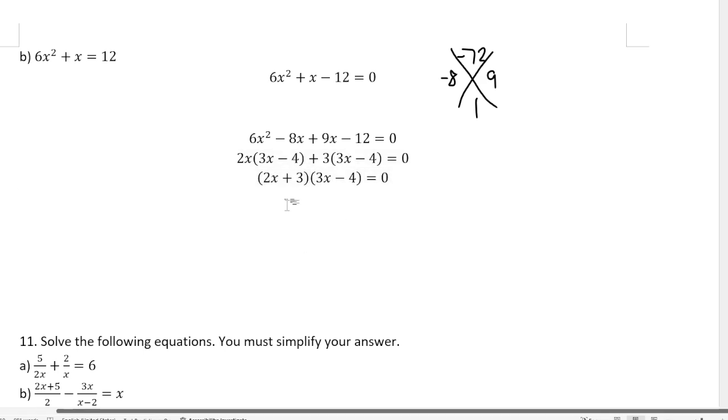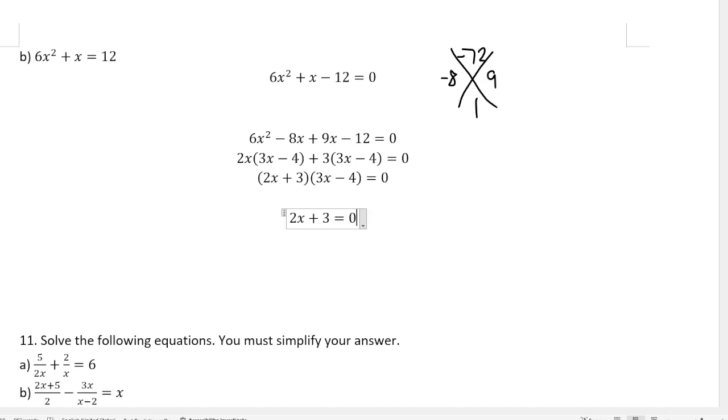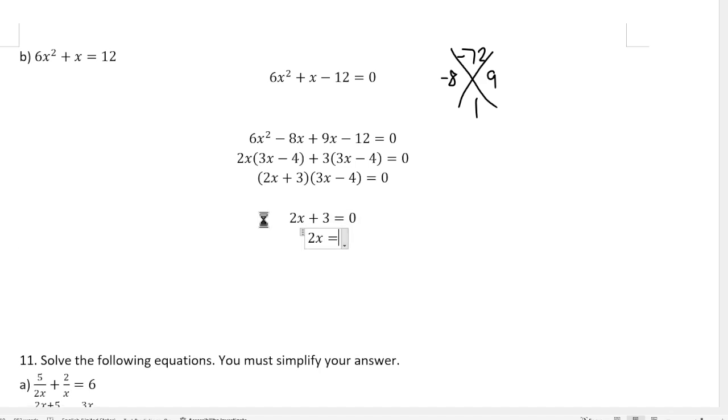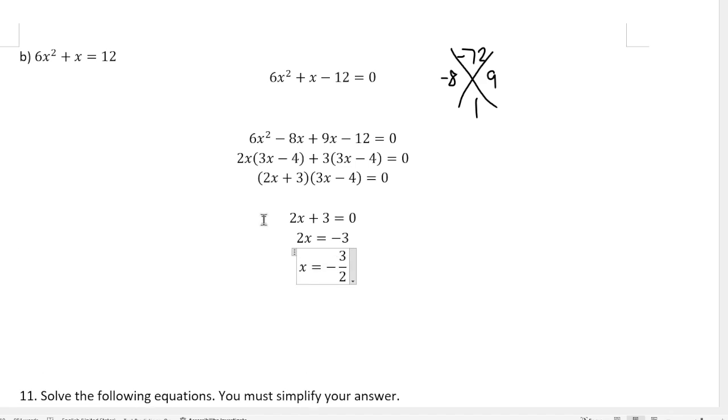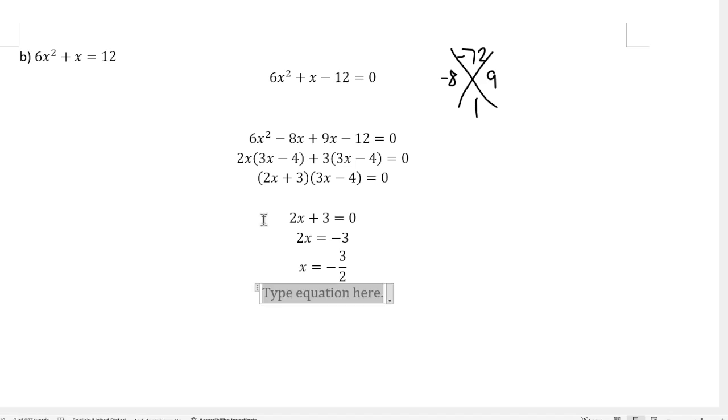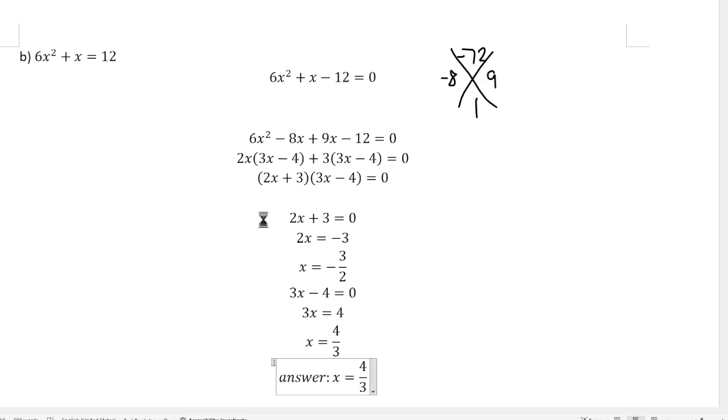Again, you draw a line in between. You have to solve this equal to 0 and this equal to 0 separately. 2x plus 3 equals 0 gives you 2x equals negative 3, and therefore x is negative 3 over 2. On the other hand, if you have 3x minus 4 equals 0, then 3x equals 4, and therefore x is equal to 4 over 3. So those are the answers. Answers are x equals 4 over 3 or negative 3 over 2.